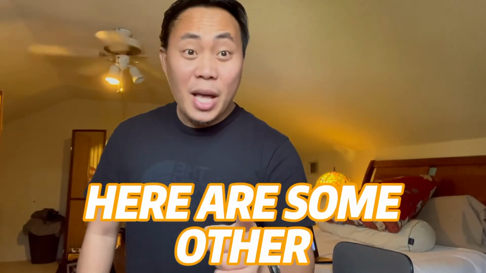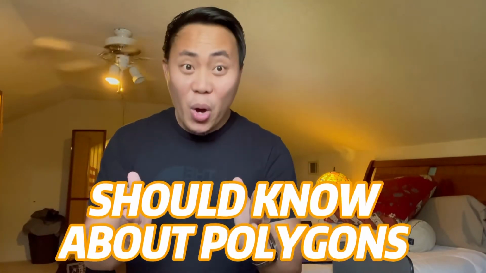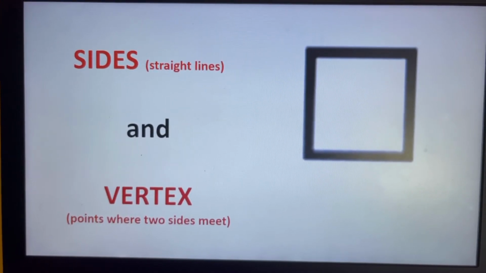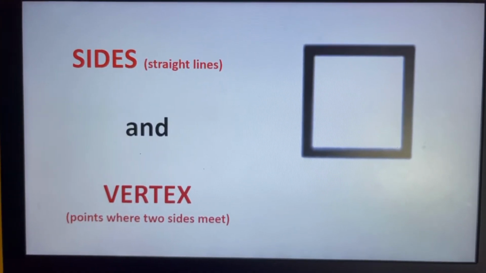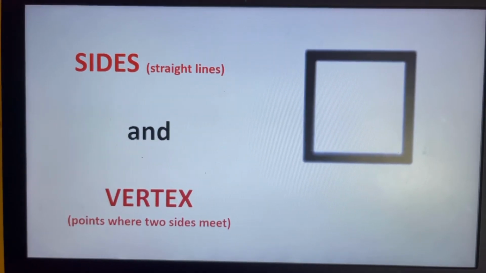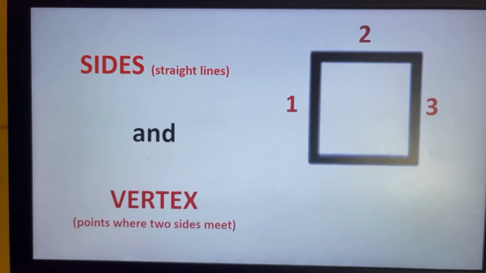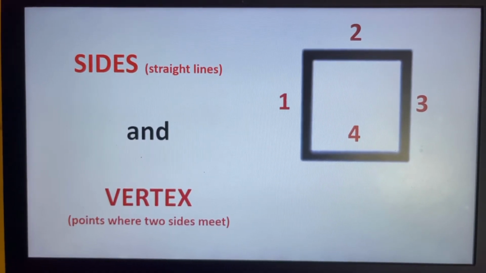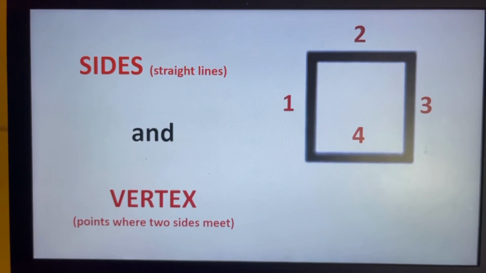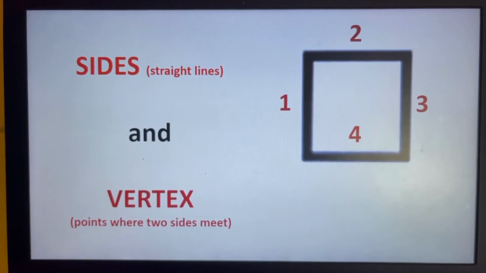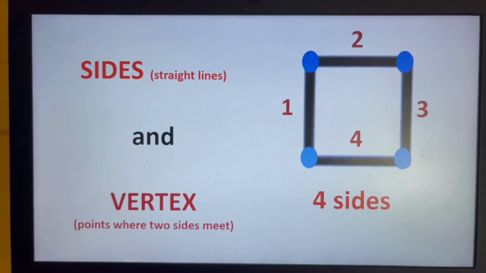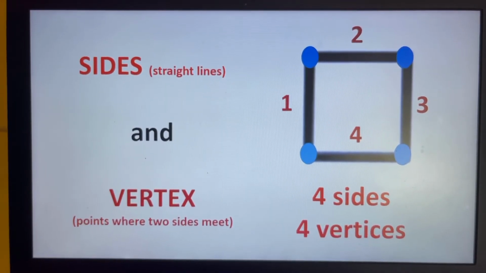Alright, here are some other important things that you should know about polygons. In a polygon, there are so-called sides and vertices. The sides are the straight lines that make the polygon. So in this polygon, we have 1, 2, 3, 4 sides. On the other hand, a vertex is the point where two sides meet. So in this polygon, we have 1, 2, 3, 4 vertices.